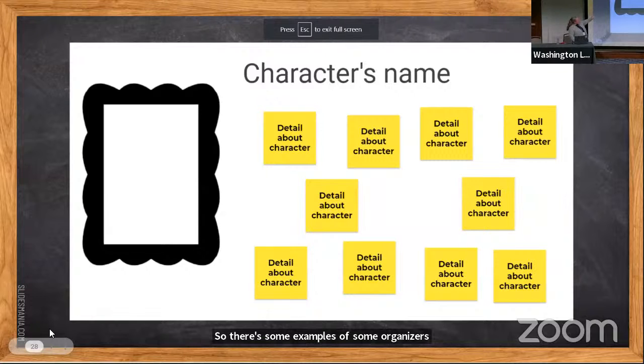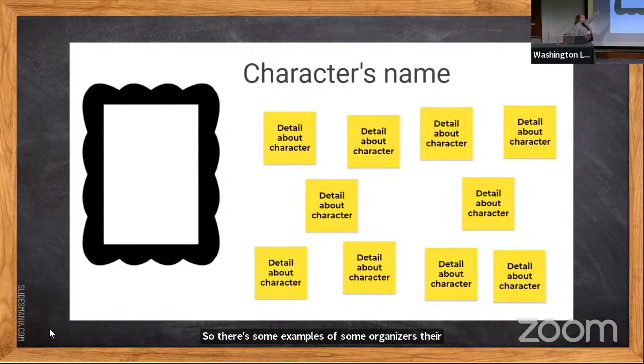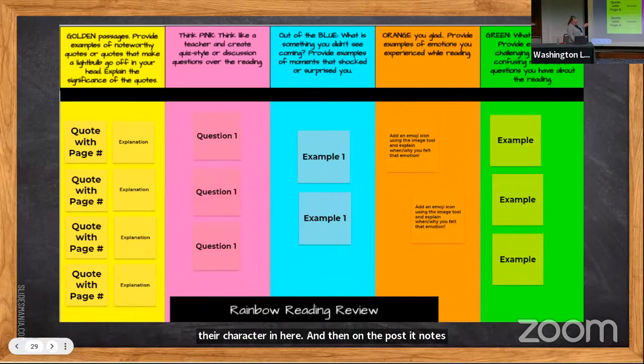Character names, so they can draw the little picture of their character in here. And then on the Post-it notes, just write details about their character. This particular one, they have certain things that they have to do for each of the colors. And they use the colors that Jamboard allows for the students to put in their information.